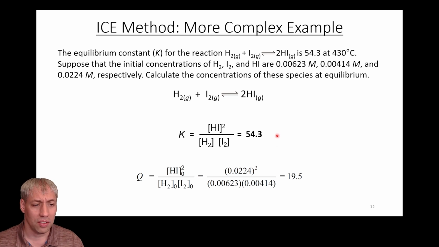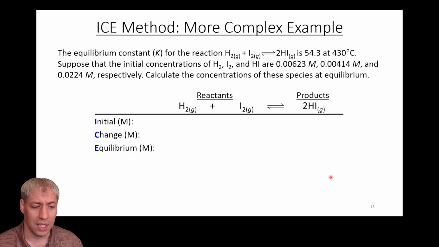And so by doing this, we can calculate Q. We can essentially say, okay, how much HI do we start with? That's this number. How much of the H2 and the I2, which is these numbers, you can plug them into the equilibrium equation. Well, in this case, it's the reaction quotient equation, and you get a number of 19.5. And so that means Q is less than K. There's not enough product. There needs to be more product. This has to shift to the right to increase the amount of product.